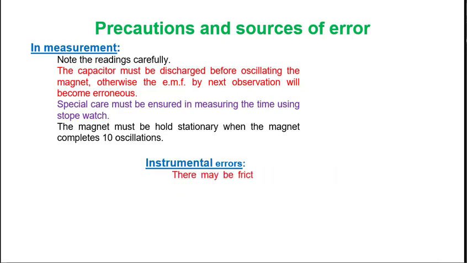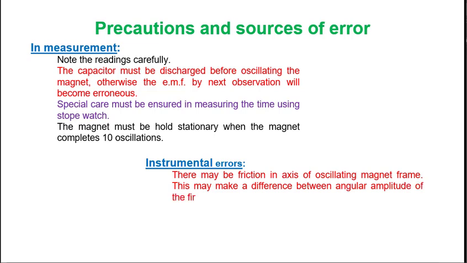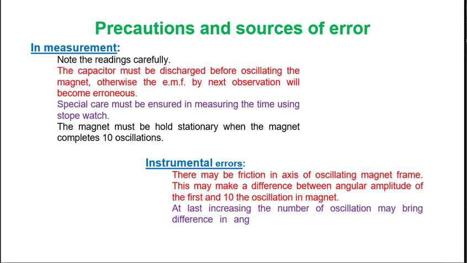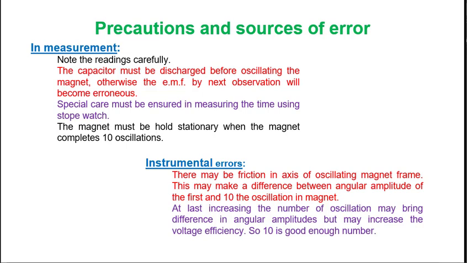There may be friction in the axis of the oscillating magnet frame. This may make a difference between the angular amplitudes of the first and 10th oscillation. At last, increasing the number of oscillations may bring a larger difference in angular amplitudes, though it may increase the voltage efficiency also. So 10 is a good enough number.